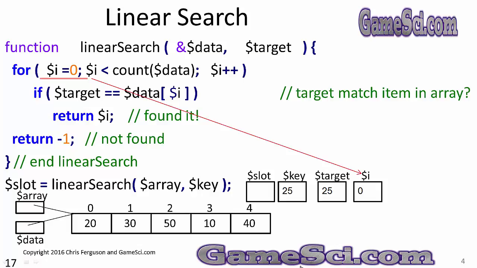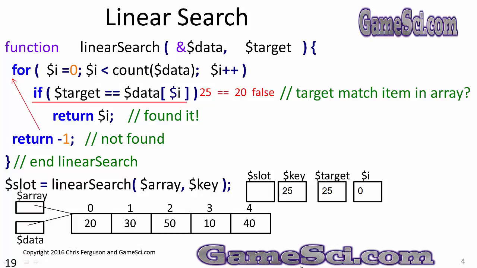We'll start at position 0 of the array because that's the beginning. We'll do 0 less than 5. Count returns the number of items in the array, and we are certainly not past the end of the array at the beginning of it. And since that condition is true, we'll execute the if. The target is 25. Data of slot 0 is a 20.